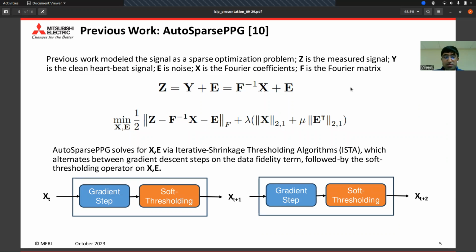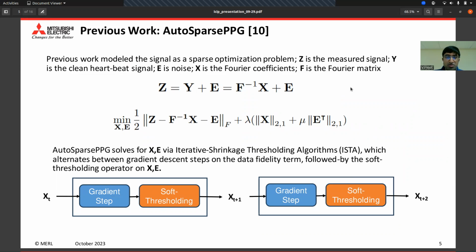This optimization problem can be solved via iterative shrinkage thresholding algorithms, or ISTA, which alternate between gradient steps on the data fidelity term, followed by a proximal operator, which in this case is the soft thresholding operator. This algorithm is run until convergence to solve for the pulse signal.